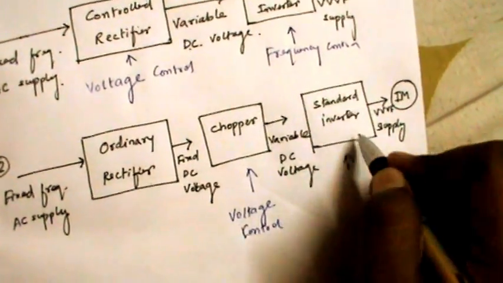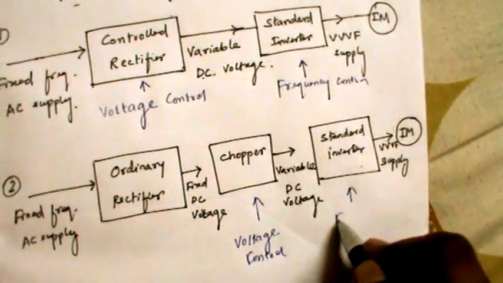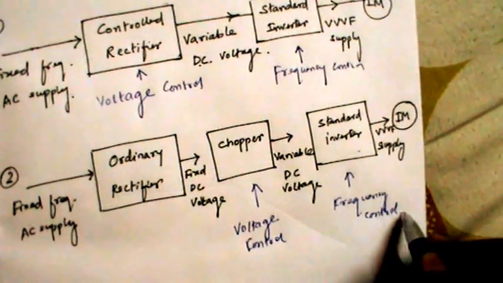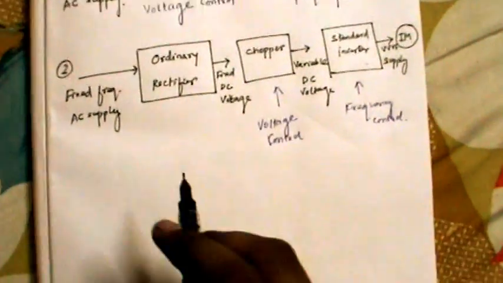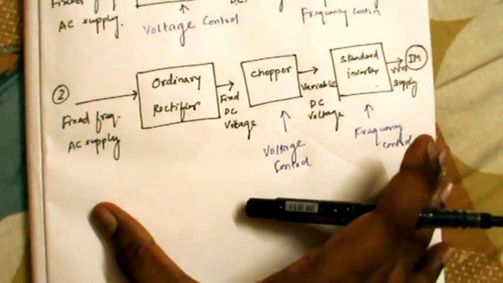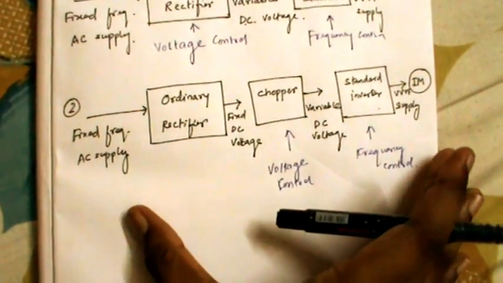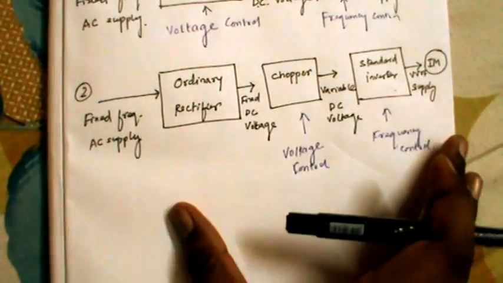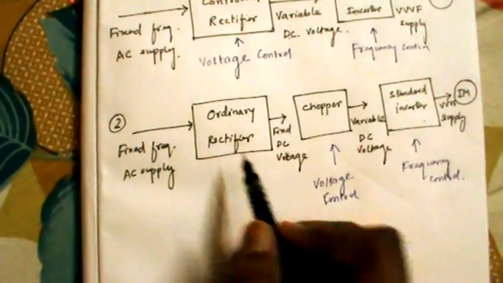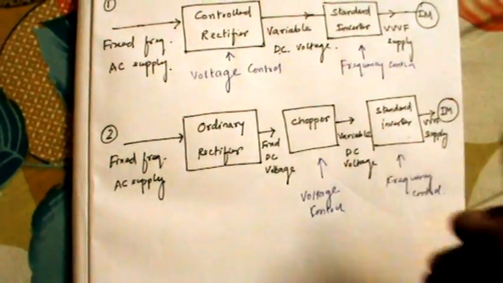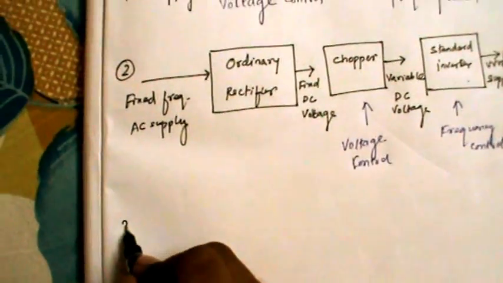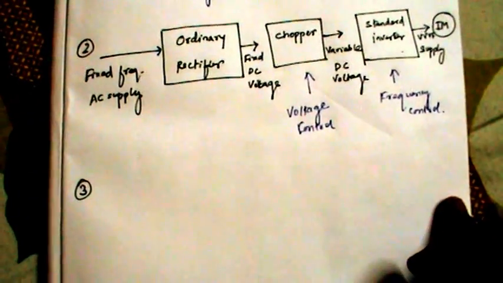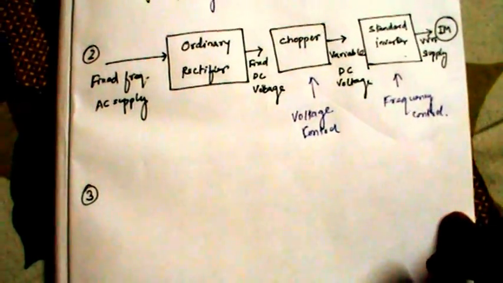And this standard inverter is actually used for frequency control. So this is another method which is very rarely applied in the industry, but this is a very good method. We are using an ordinary rectifier, chopper, and a standard inverter. Then comes our third case: how to convert a fixed frequency supply into a variable voltage and variable frequency supply.